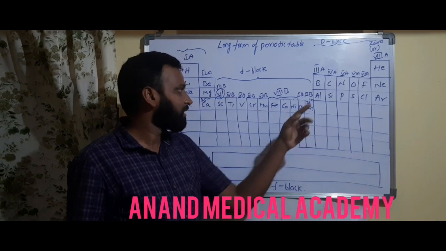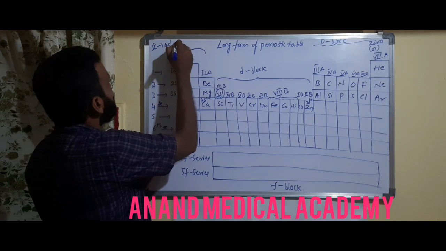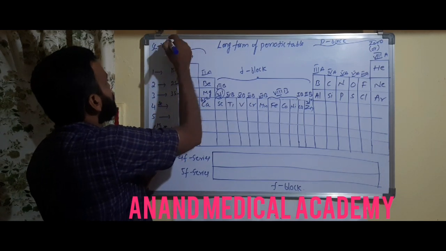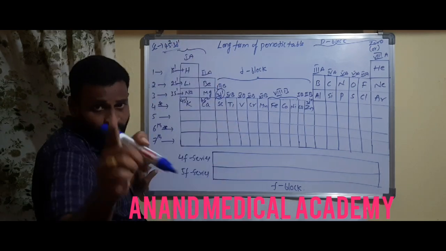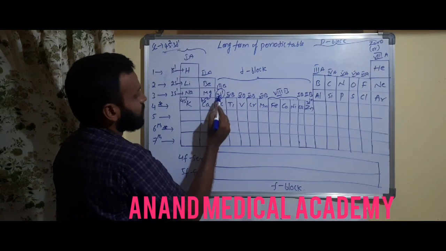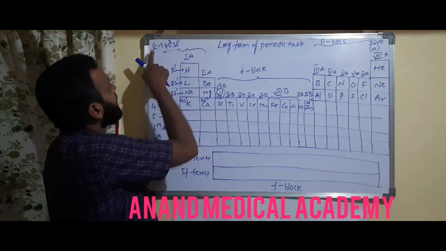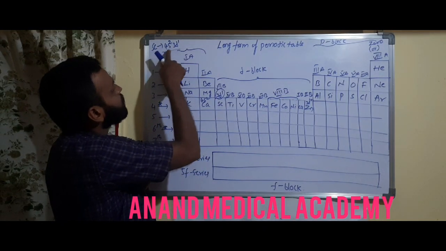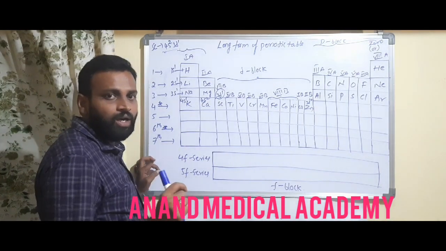So 3d10. Scandium configuration: 4s2 3d1, 2 plus 1. You see the last two subshells, 2 plus 1, 3. So that's why this is 3B, scandium. Why is scandium 3B, understood? Scandium configuration is 4s2 3d1. You can check the configuration just before.